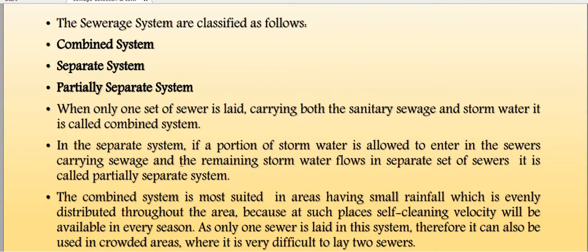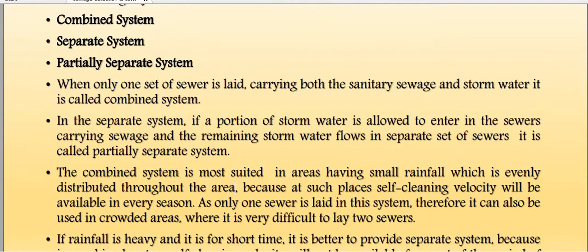Similarly, in the third system, the partially separate system, if a portion of the storm water, not the full quantity of storm water, is allowed to enter the sewers carrying the sewage, and the remaining storm water flows in a separate set of sewers, it is called the partially separate system. Now, why it is done in the partially separate system, we will see in detail.